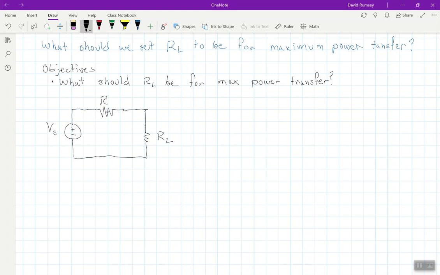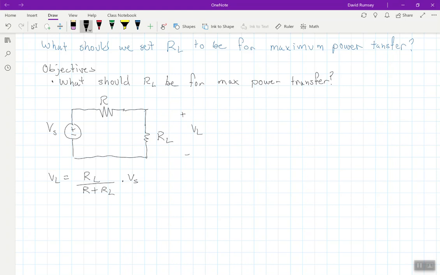Okay, so let's see here. What do we got here? Well, let's think of this as being the voltage across the load. And we could get the voltage across the load to be equal to, well, it's just voltage division: RL over R plus RL times VL. I'm not VL, VS.